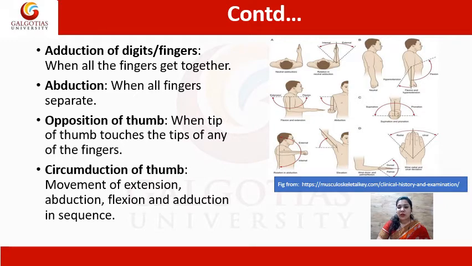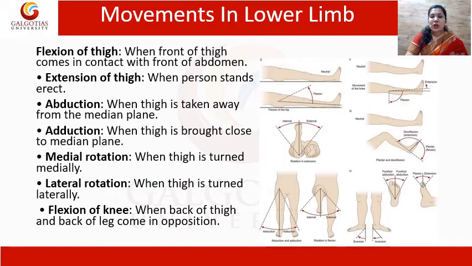Now, movements of the lower limb. The movements of the lower limb are flexion of the thigh, when the front of the thigh comes in contact with the front of the abdomen. Raising the leg towards the abdomen is called flexion of the thigh. Extension of the thigh is when the person erects, in standing position or in supine.